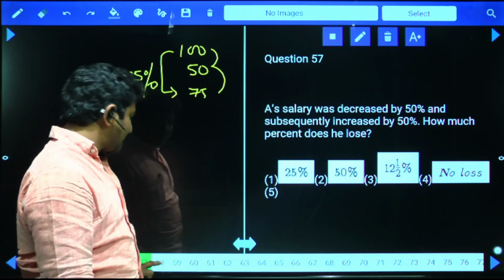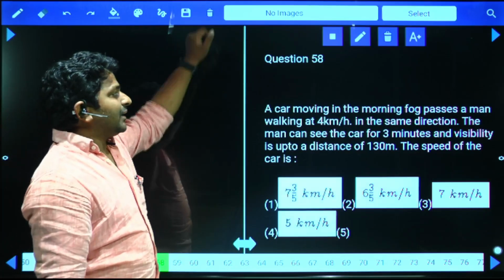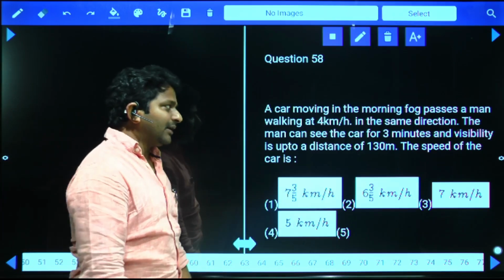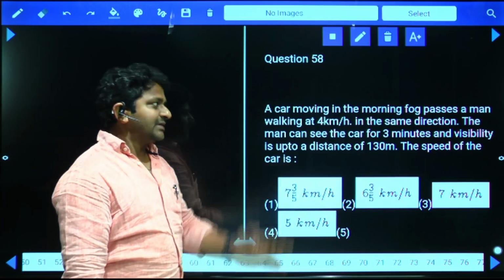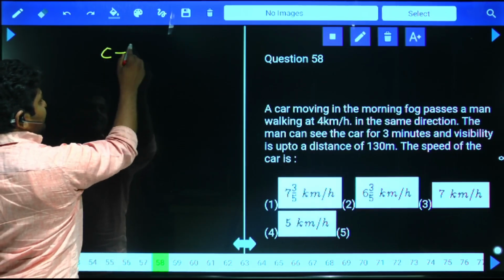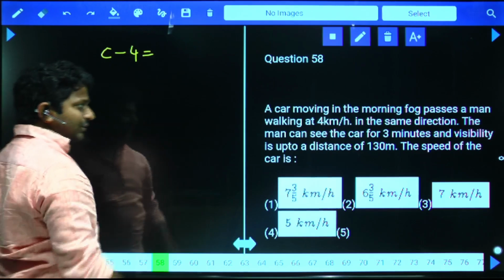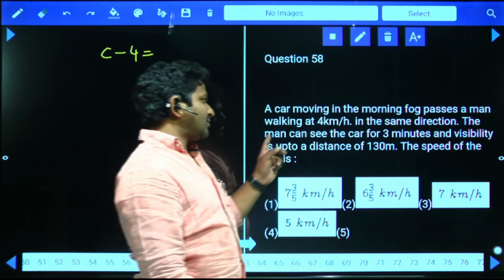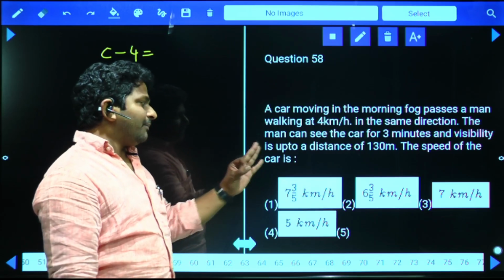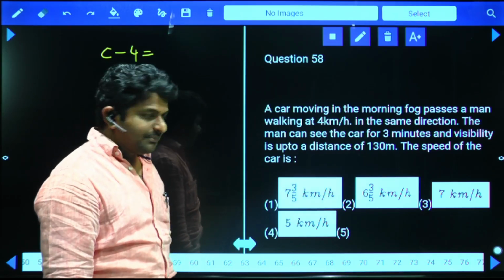First option answer. A car moving in the morning fog passes a man walking at 4 km per hour in the same direction. If both are moving in the same direction, relative speed becomes S1 minus S2, car speed minus 4, that is equal to relative speed in the same direction. A man can see the car for 3 minutes and a visibility up to a distance of 130 meters.